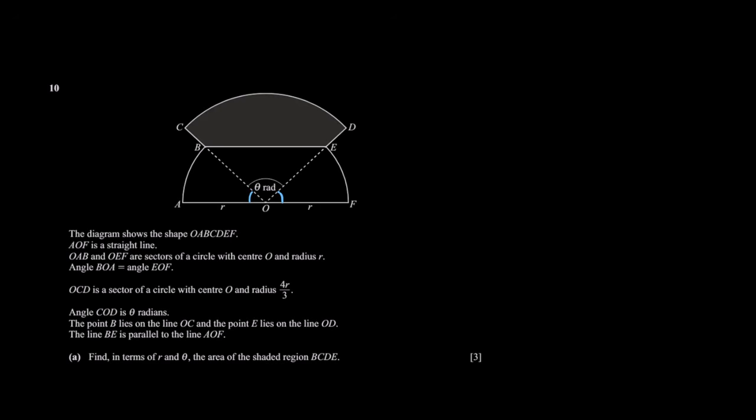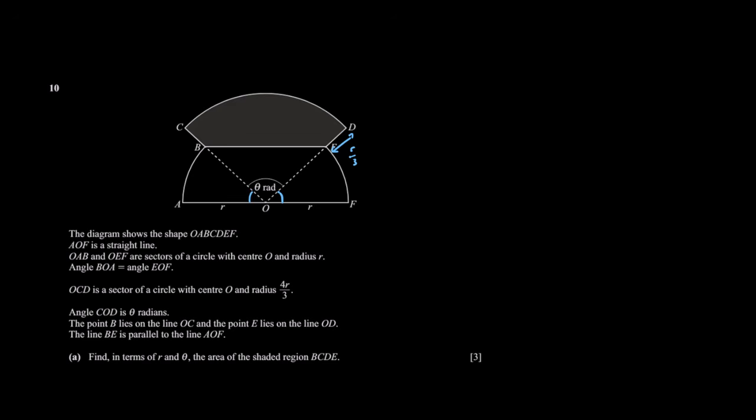OCD, so OCD is this one, is a sector of a circle with center O and radius 4r upon 3. Okay, well, wait a second. If that length is r, and that length is 4r upon 3, then this length has got to be 4/3 of r minus r, which is going to be 1/3 of r, right? So I can just write that that length there is r upon 3, or 1/3 of r. So I'm going to do that straight away.